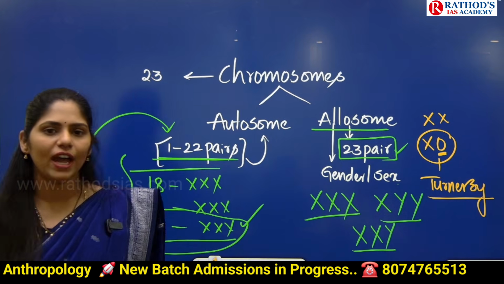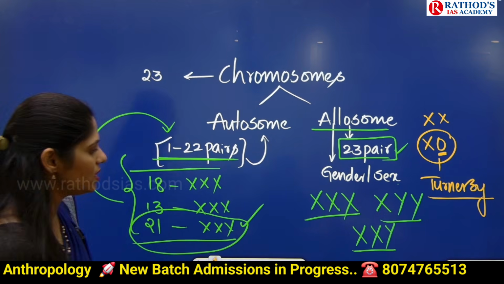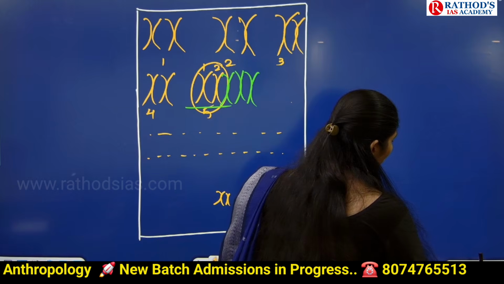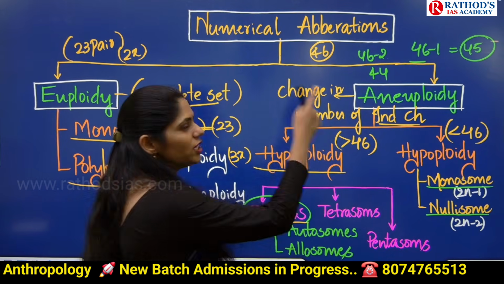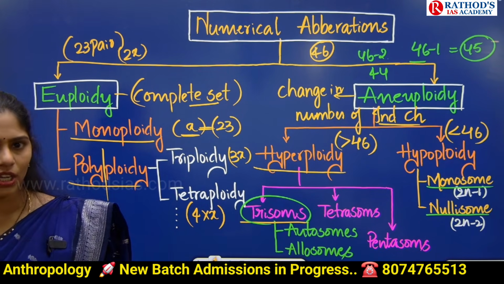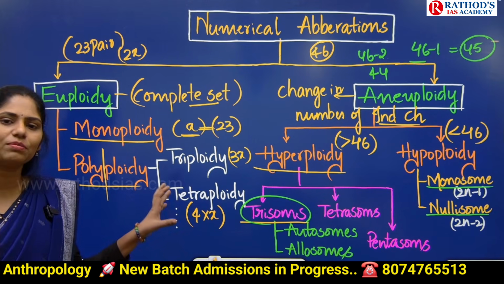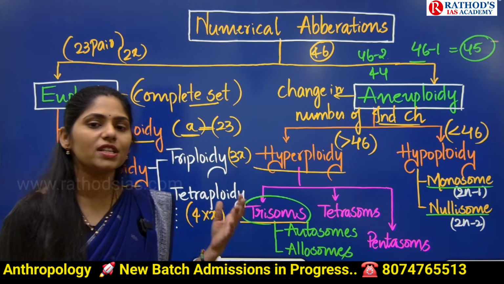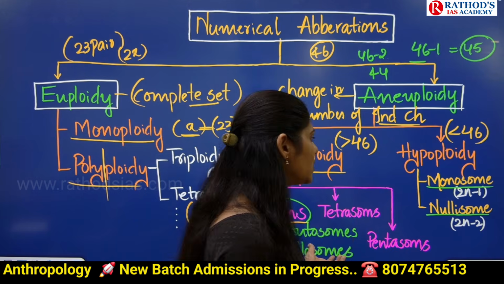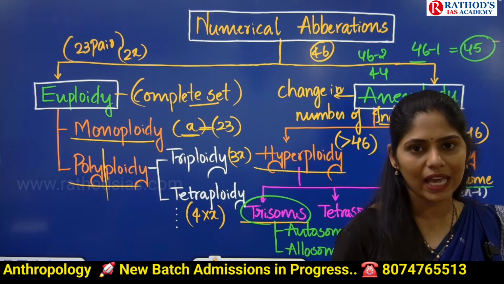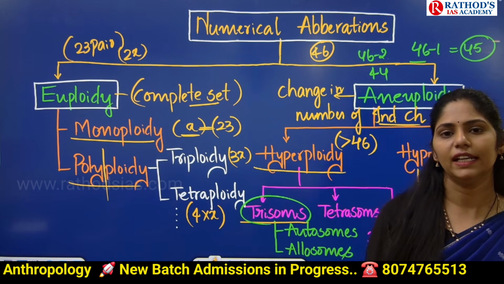Okay, like that we are having different genetic disorders which are caused because of this change in just the number of chromosomes. Okay, and we are going to deal in detail with different types of diseases, what are the signs and symptoms, why this kind of change in the number can happen, everything in detail in our course.